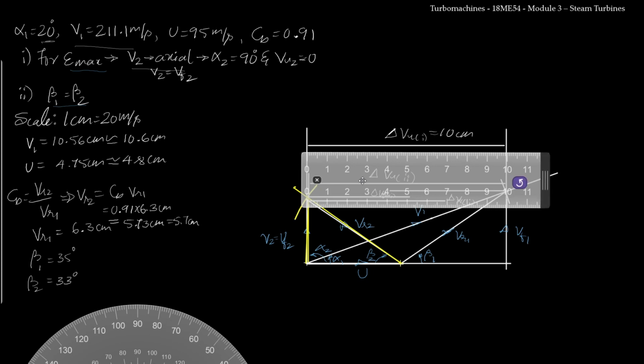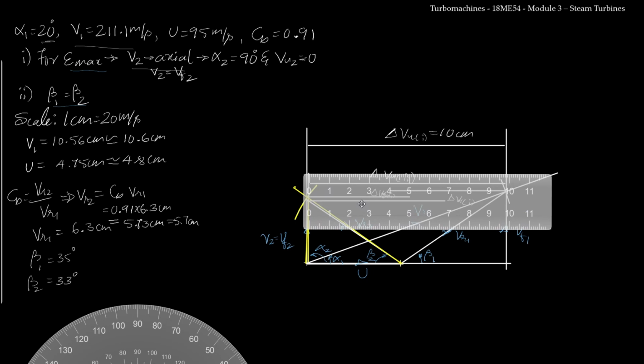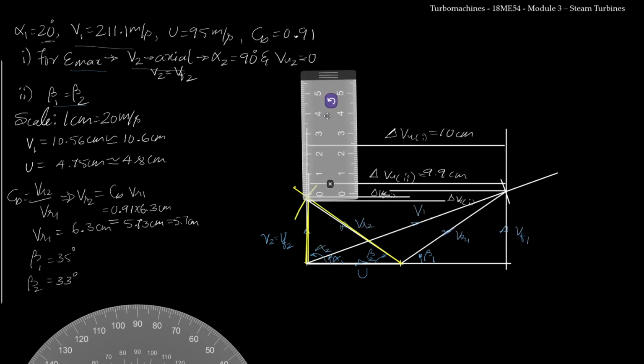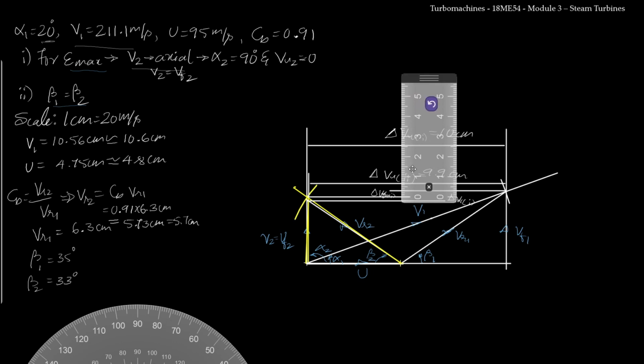Now let us see for the second case. I have to measure from here. That is around 9.9 centimeter. So here it is 9.9 centimeter, and now we need to measure delta Vf. So I will make the scale vertical. If I measure this, the distance between these two will give me delta Vf for the second case, and that is approximately equal to 0.3 centimeter. So I will write it here.